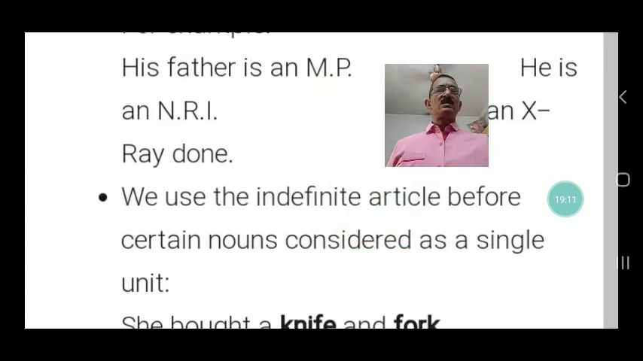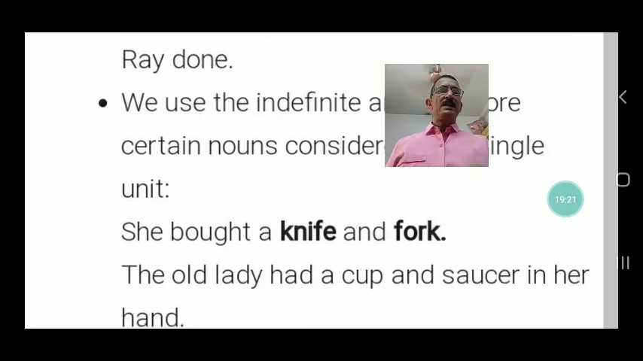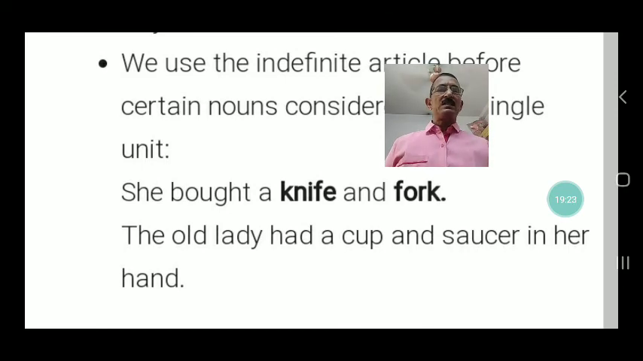We use the indefinite article before certain nouns considered as a single unit. She bought a knife and a fork. It is a single unit. The old lady had a cup and a saucer in her hand. So here cup and saucer is referring to certain nouns of one unit.